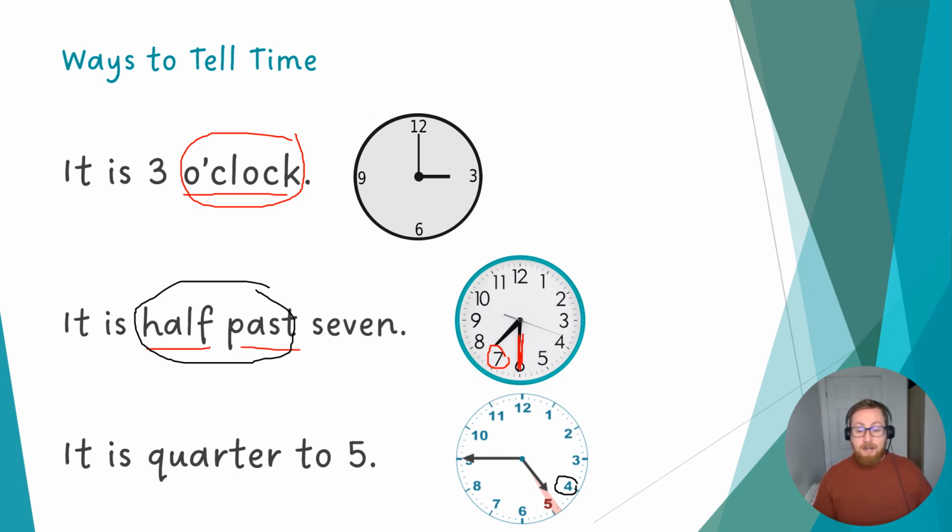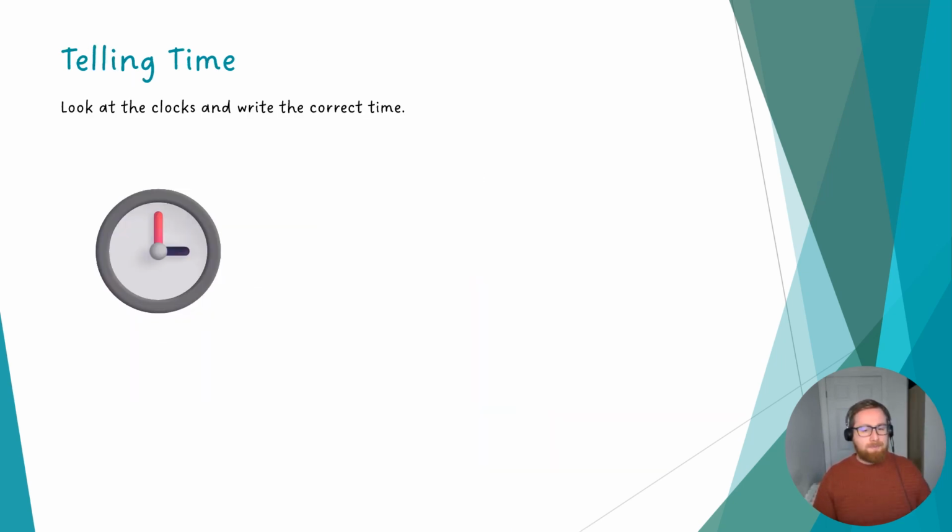If we've gone past the half past point, we could say it is 25 to, 20 to, 10 to the hour, to 5. Let's practice with some examples.